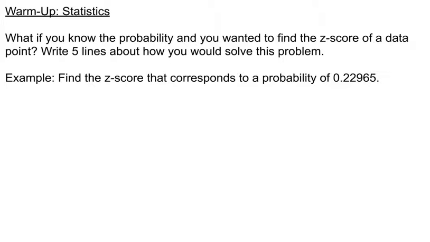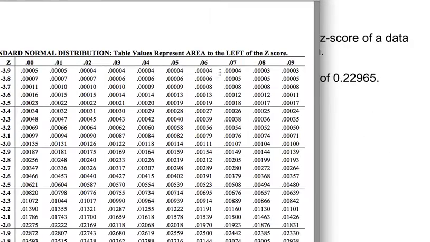So an example here would be to find the z-score that corresponds to a probability of 0.22956. Okay, so pause the video for a little bit and think about how you would find that z-score, and then restart the video. In this section, we'll learn a couple of different ways to find the z-score for a given probability value, but one of the easiest, especially for right now, is to take a look at your standard normal table.